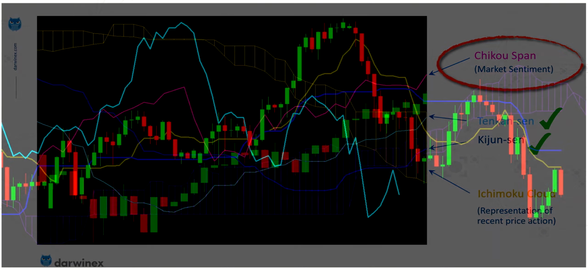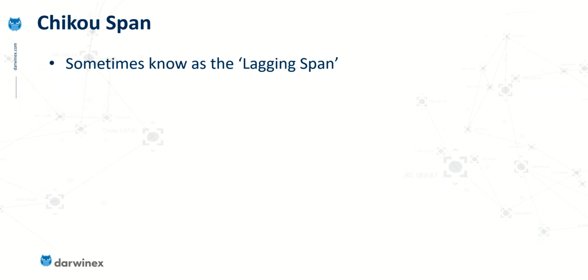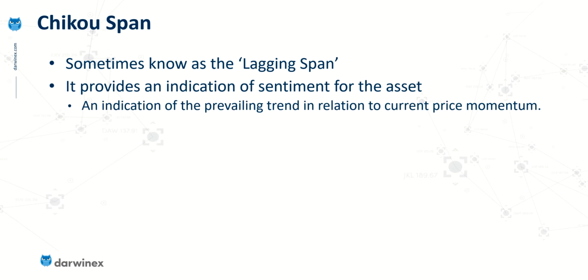As I work through various charts today, I've dulled out the other components of the Ichimoku and specifically highlighted the Chikou Span, as you can see here, because this is what we'll be focusing most of our attention on. Now, the Chikou Span is often known as the lagging span, for reasons that you'll see in a moment. And this is designed to provide an indication of sentiment for the asset. And more precisely, it provides an indication of what the prevailing trend is in relation to current price momentum.